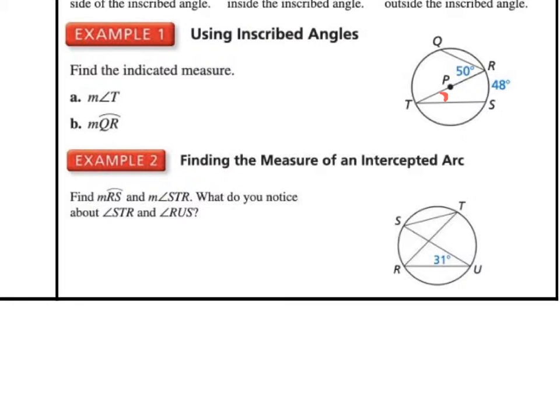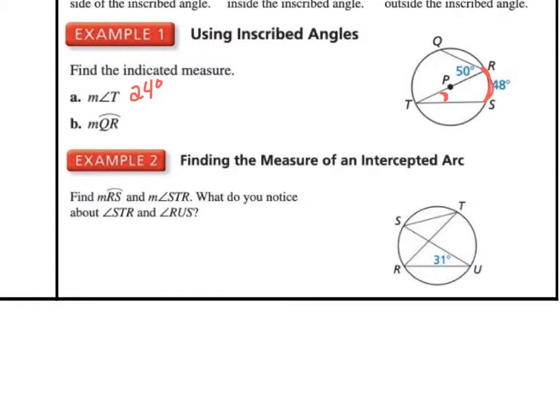If I want to find the measure of angle T right here, the arc that it intercepts is arc RS. It should be half of that arc. So what's the measure of angle T going to be? 24. That's good.